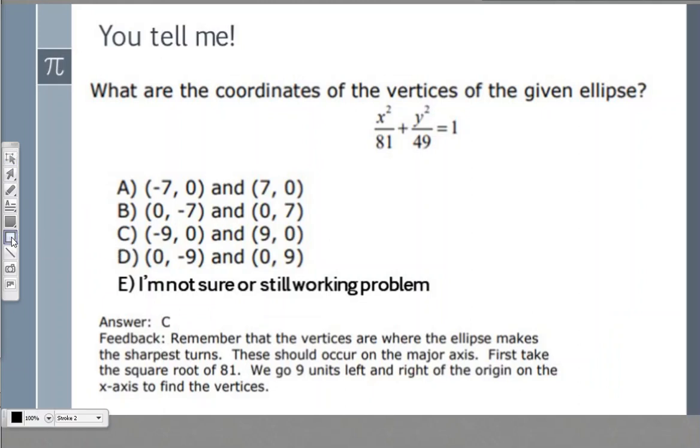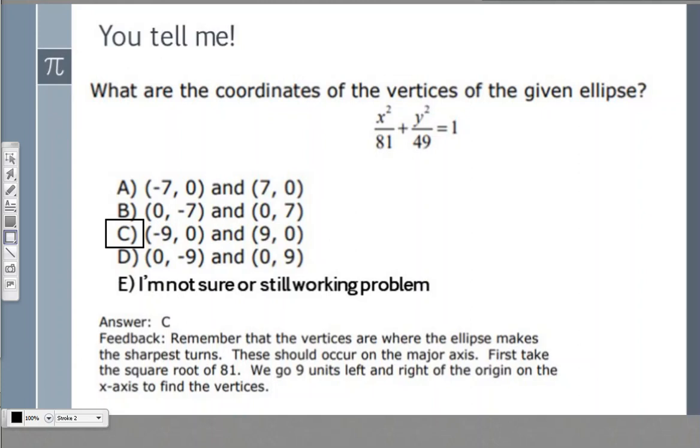Now then, what we want to remember is that the vertices are where the ellipse makes the sharpest turns. These should occur on the major axis. So first take the square root of 81 and we go 9 units to the left and the right of the origin on the x-axis to find the vertices. So that's where negative 9, 0 and positive 9, 0 came from. And I think next we have another multiple choice.